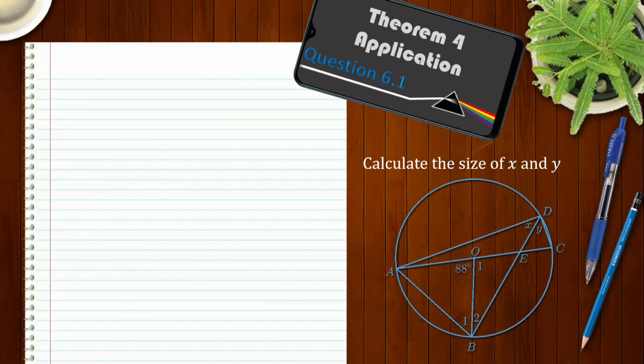Alright, then for question 6.1, calculate the size of X and Y. Okay, we have this, that is 88, and it's AB subtended to the center of the circle. AB is also subtended up to X, and there we can see immediately what X's value is going to be, because the angle at the center is twice the angle at the circumference. So we've got that X must be equal to 44 degrees, and our reason is angle at center. Instead of writing the word center, we can write angle at center is equal to 2 times angle at circumference. I think that's a bit easier.